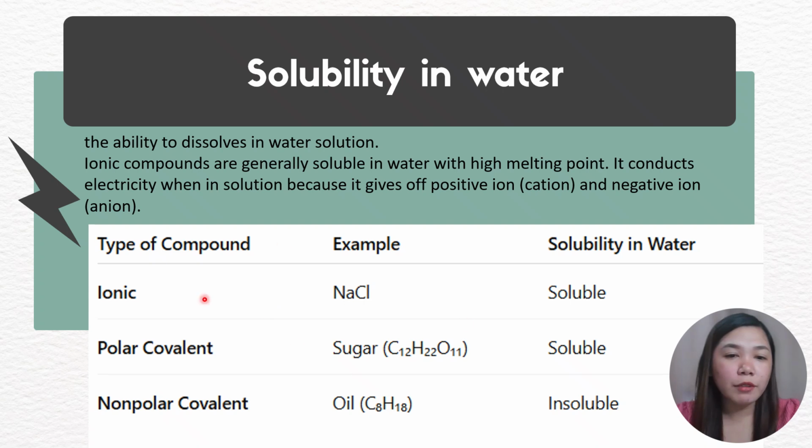In the table, we'll have the following examples. If the type of compound is ionic, the example is NaCl or salt, of course, they are soluble in water. In a polar covalent bond, an example is sugar, of course, they are soluble in water. But if it is a non-polar covalent bond, for example oil, it will be insoluble in water.